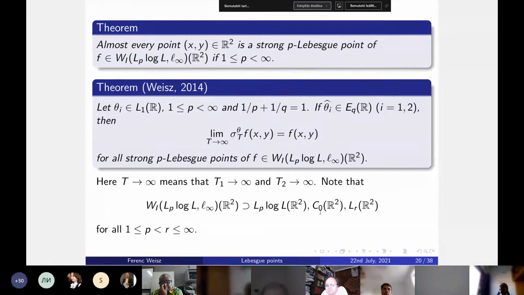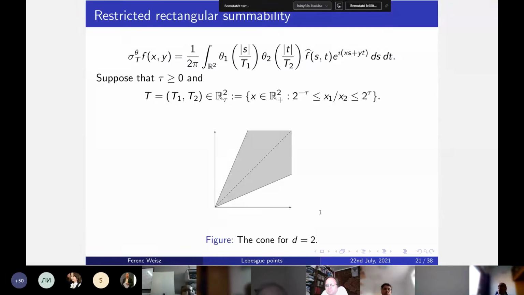This was the second generalization. In the third generalization, I consider again the rectangular summability, but I suppose that the vector T is on the diagonal or in a cube. So the definition is the same. The only difference is that I suppose that T is in a cone.